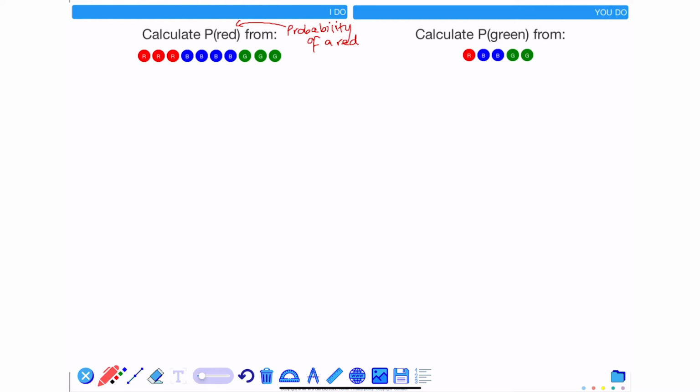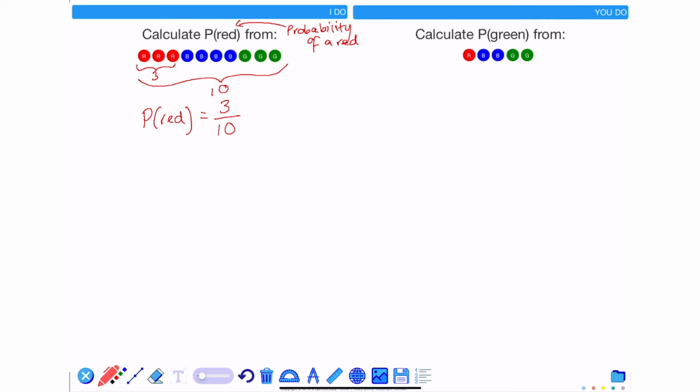Although a probability can be written as a fraction, decimal, or percentage, in this case we'll write the probability of getting a red as a fraction. The numerator will give me the count of the event, in other words, the number of reds, and the denominator will be the total number of outcomes, in other words, how many counters I've got altogether. So as you can see, I've got 3 red counters, and this is out of how many counters I've got altogether, in this case 10.